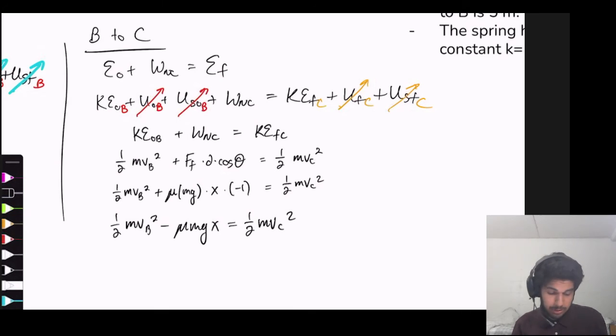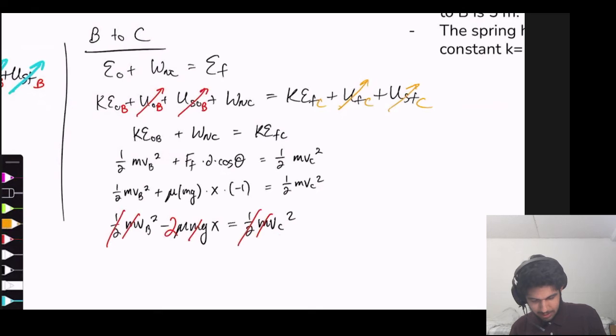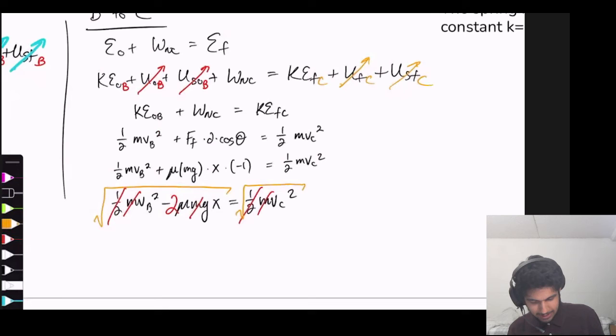We see that there's a mass in all of these terms, so that can cancel. We'll multiply by 2 on both sides to get rid of some of these halves. So we get rid of this, we get rid of this, and this term multiplies by 2. And then we'll just take the square root of both sides. All of that will give us v sub c is equal to the square root of vb squared minus 2 mu gx.